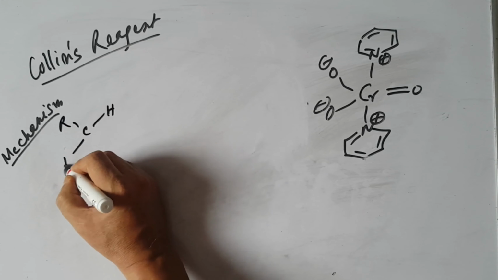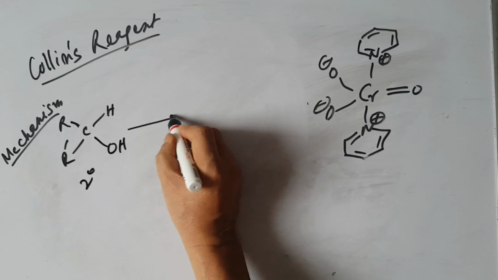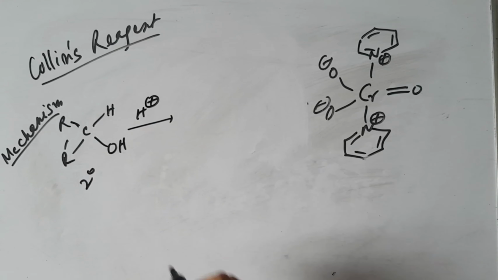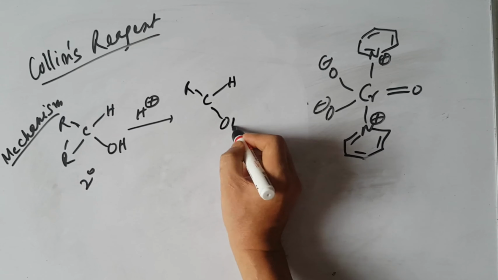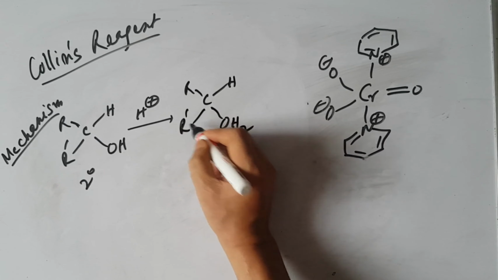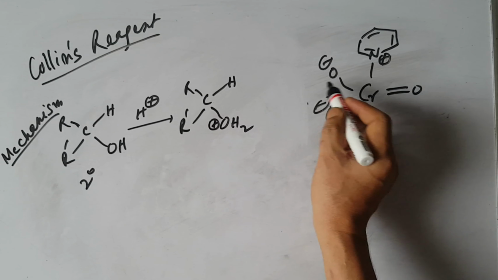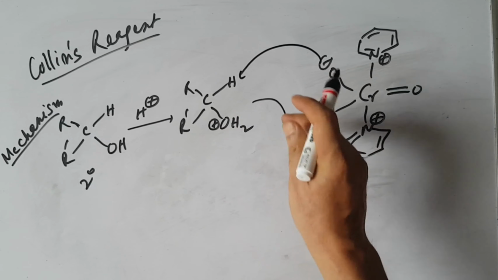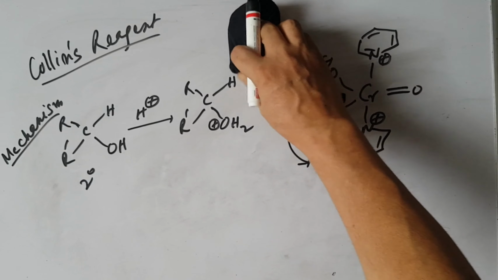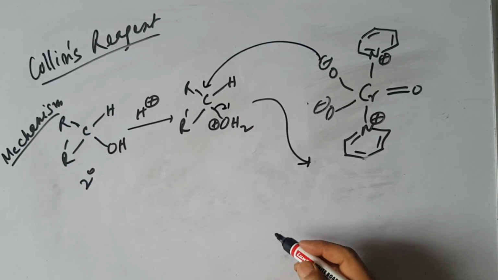Okay, this is the secondary alcohol, R, R prime, OH. This secondary alcohol reacts with acid, so protonation takes place. So you get the protonated alcohol, with a positive charge here. You can lose water, or you can attack. With the Collins reagent, your Collins reagent can attack here, with loss of water.